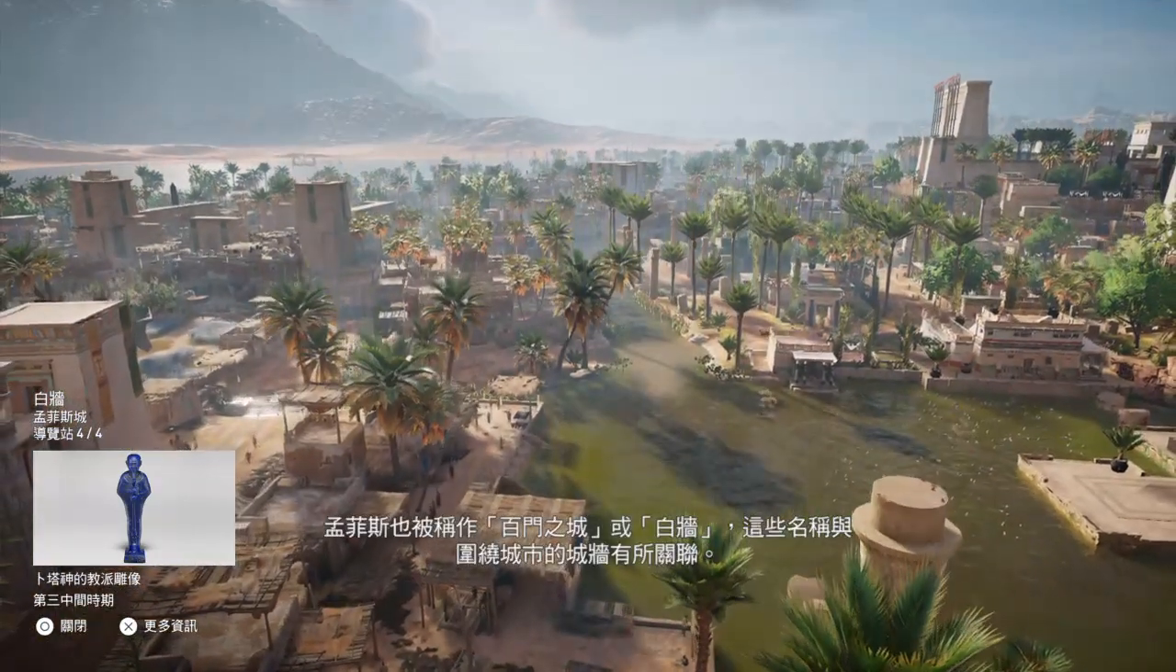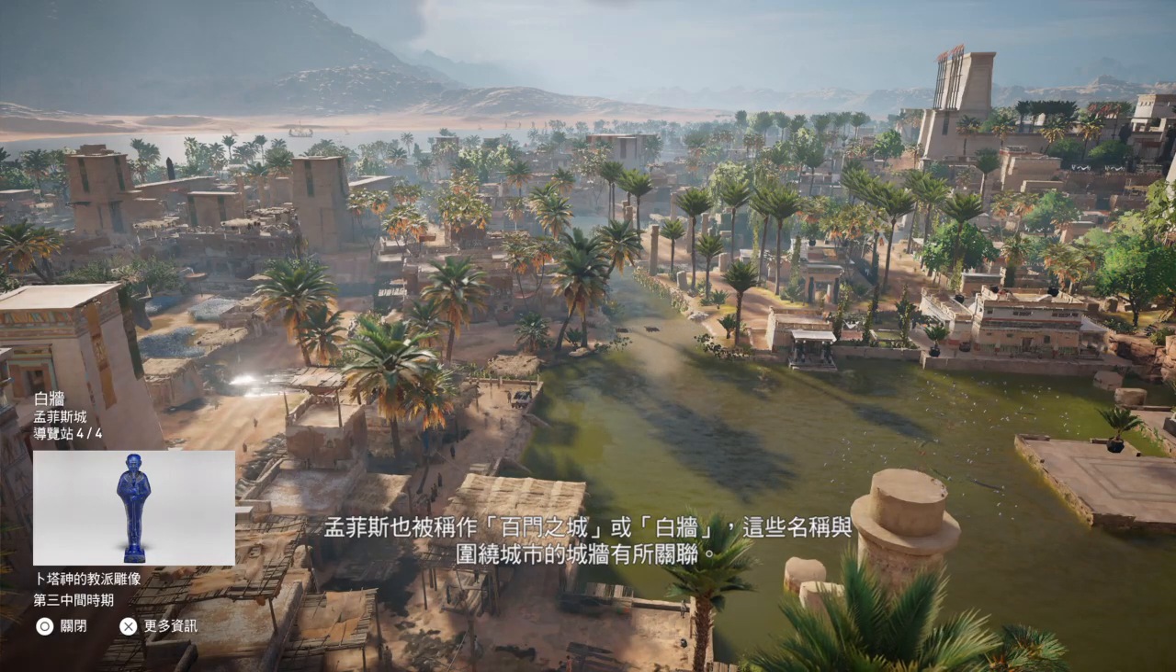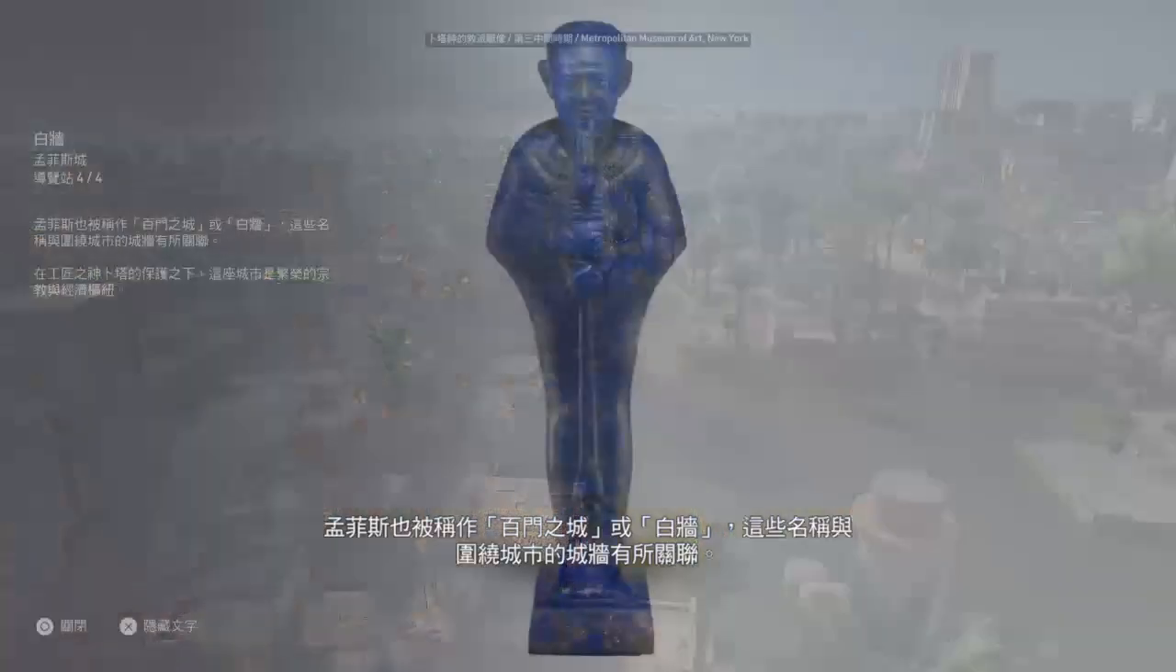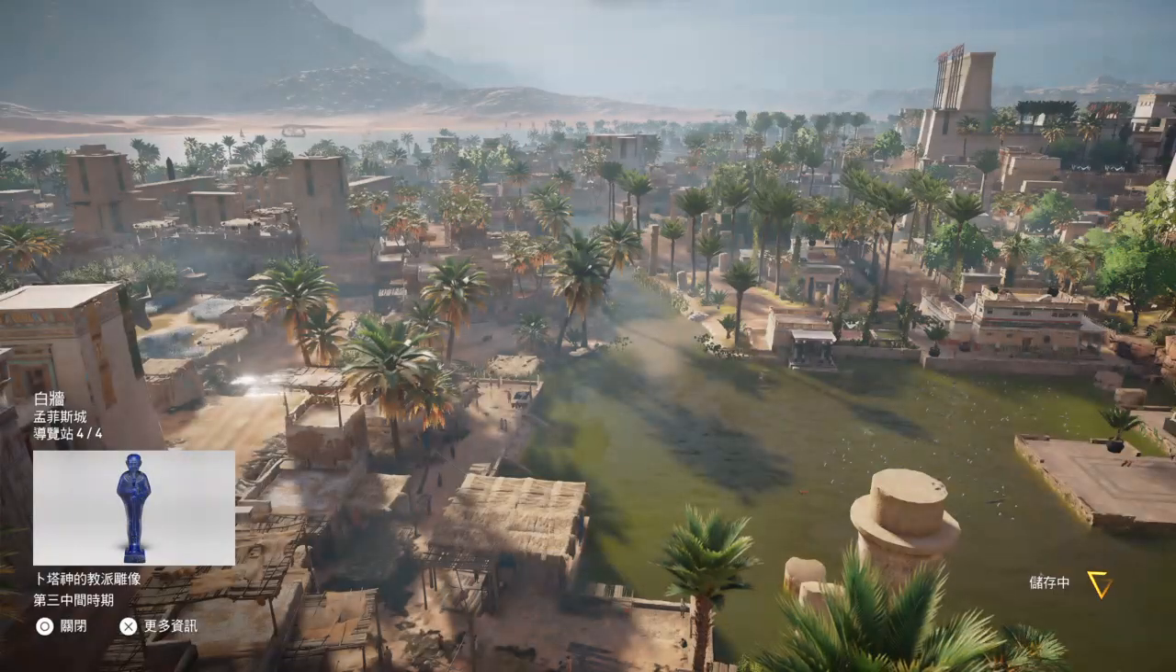Memphis was also referred to as the City with the 100 Doors, or the White Walls. These names were in reference to the wall which surrounded the city. Under the protection of Ptah, god of craftsmen, the city was a thriving religious and economic hub.